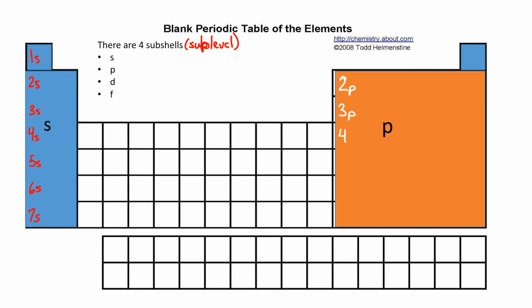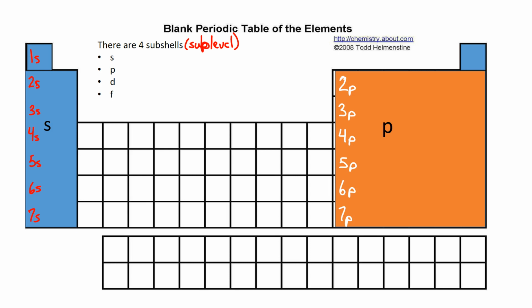3P, 4P, 5P, 6P, 7P. Also note some trends to notice. Notice how many columns the S represents. It represents 2. That's going to relate directly to how many electrons it can hold. P represents 6 columns. It's going to relate directly to how many electrons it can hold, which is 6.